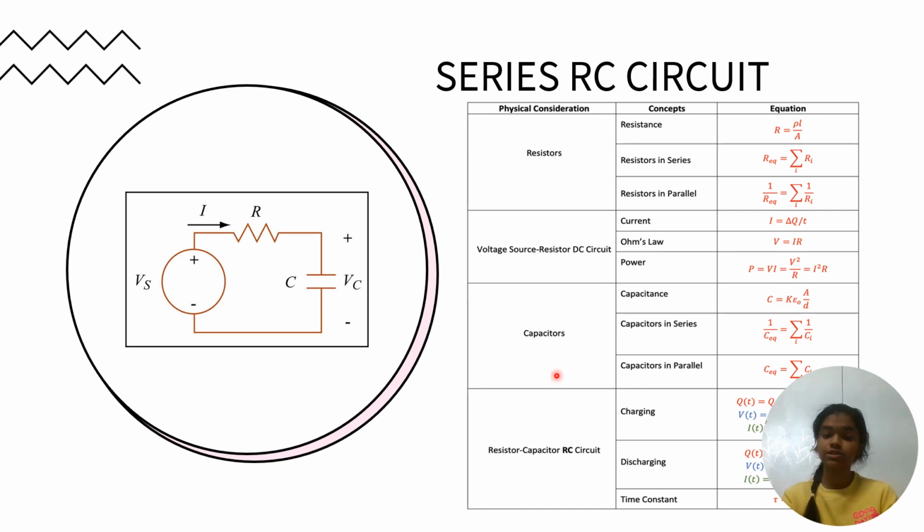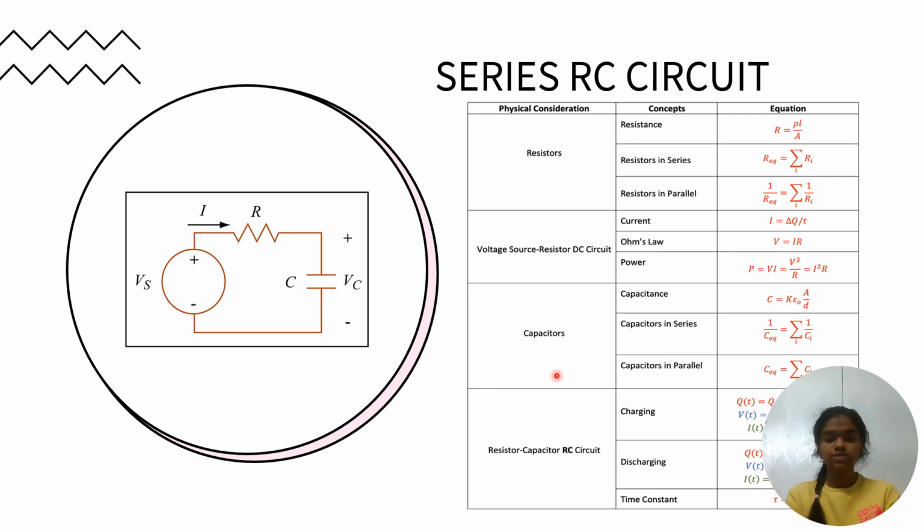And for capacitors, if they are connected in series, then they are added as 1 by C effective equals 1 by C1 plus 1 by C2 plus 1 by C3 and so on. When capacitors are connected in parallel, they are directly added. That is, C effective is given by C1 plus C2 plus C3 and so on.